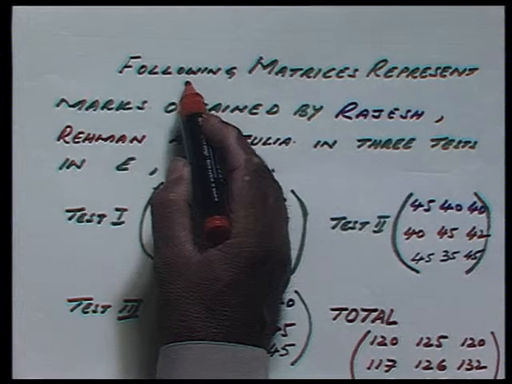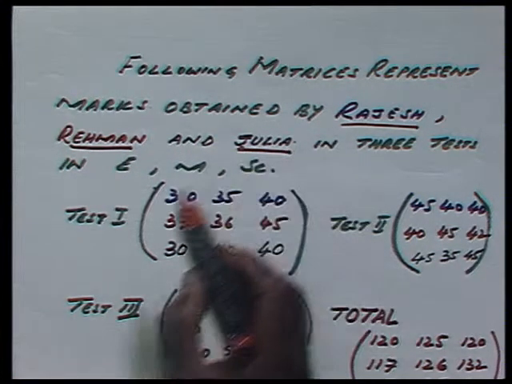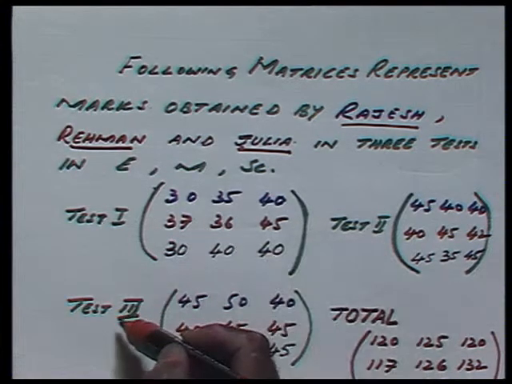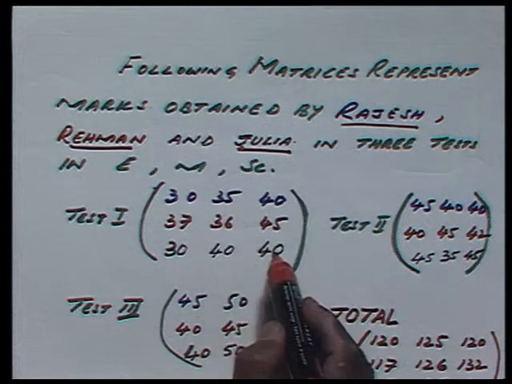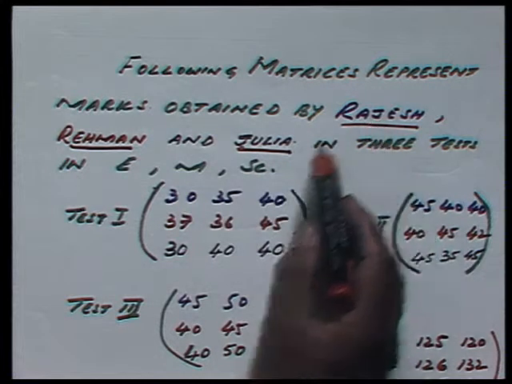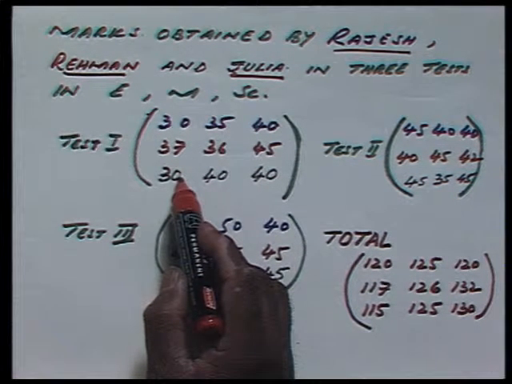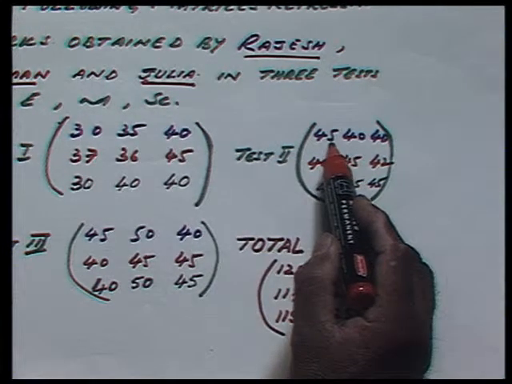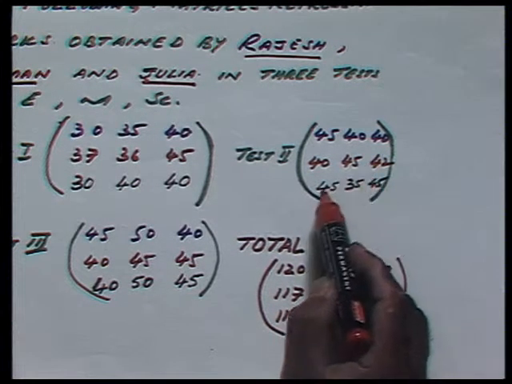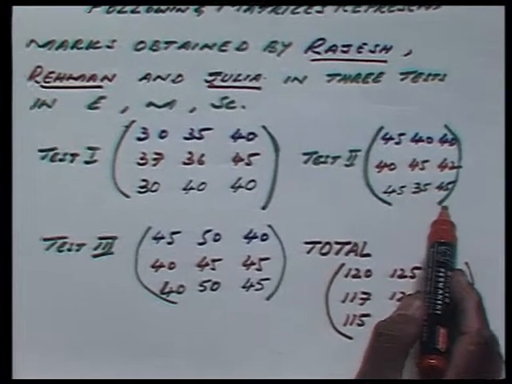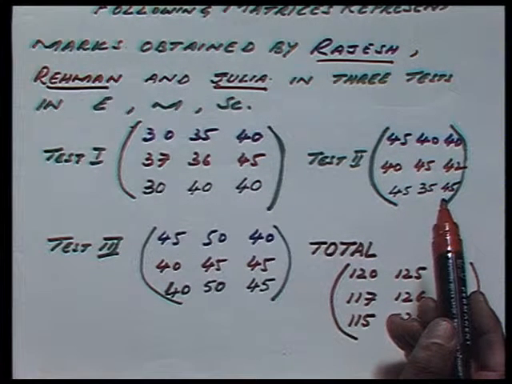And now we are on to another instance where we talk about the information in relation to another situation, where we are now talking about Rajesh, Rahman, and Julia. They are appearing in test 1, test 2, and test 3. Test 1 scores in English, mathematics, and science in respect of first test in all the 3 cases. This is in regard to Rajesh. This is in respect of Rahman. This is in respect of Julia. Second test, the information is 45, 40, and 40 in case of Rajesh, and then Rahman and Julia.